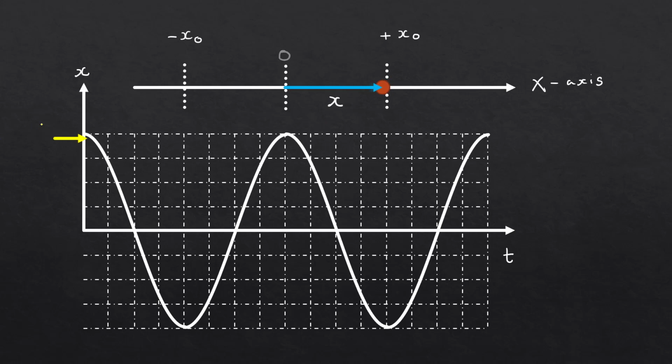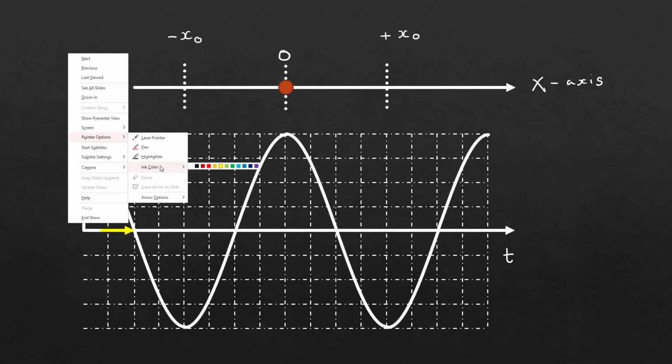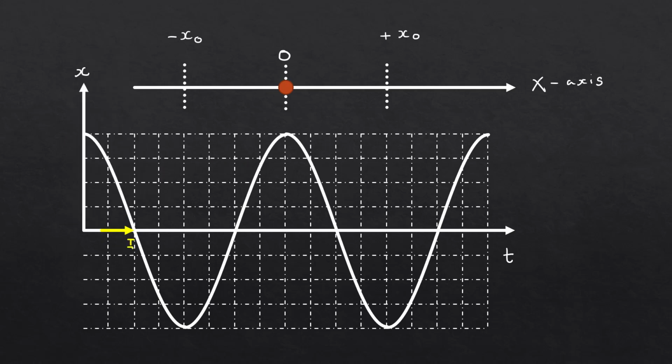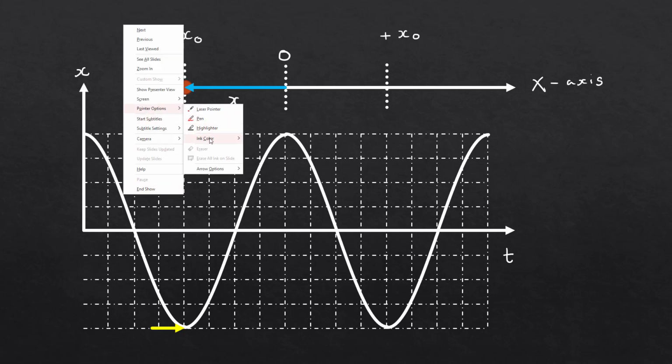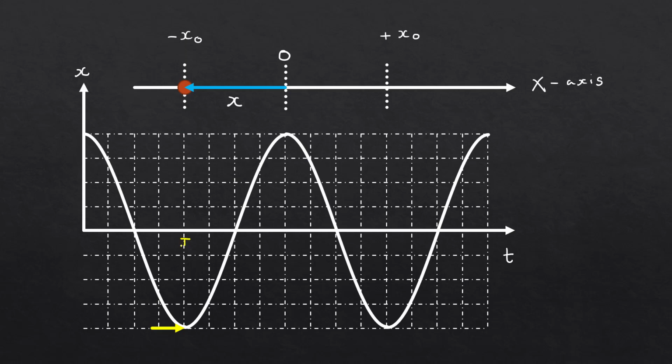Now, look as the ball moves. What happened? So x decreases first. It decreases, it becomes 0, which is at T by 4. This is T by 4. After that, x starts to go to the left side, so we represent it as negative. It reaches the maximum negative value, which is at T by 2. This is T by 2.